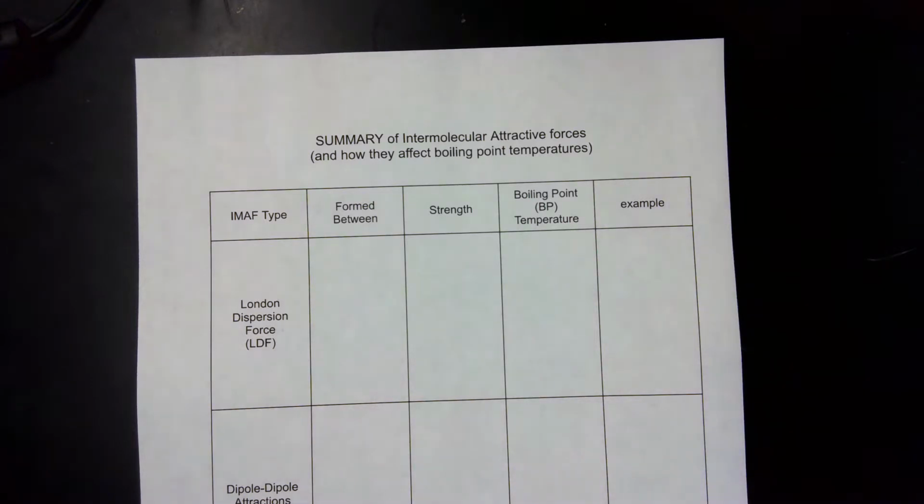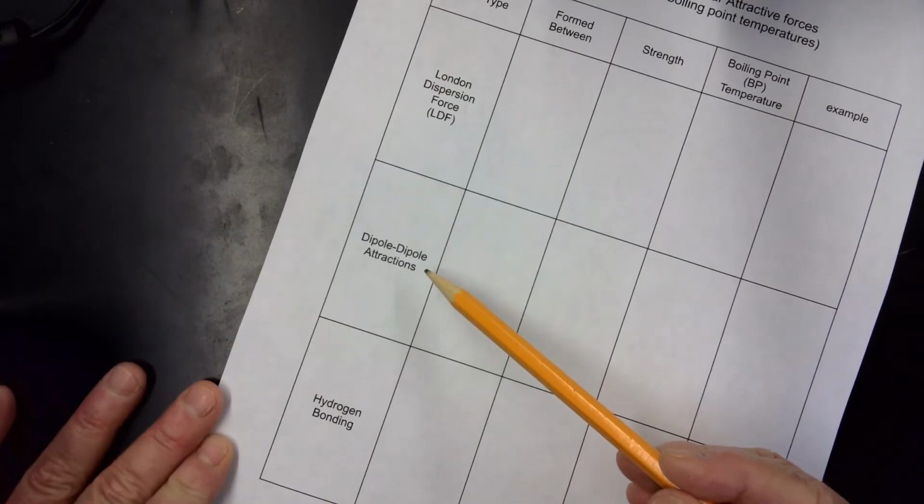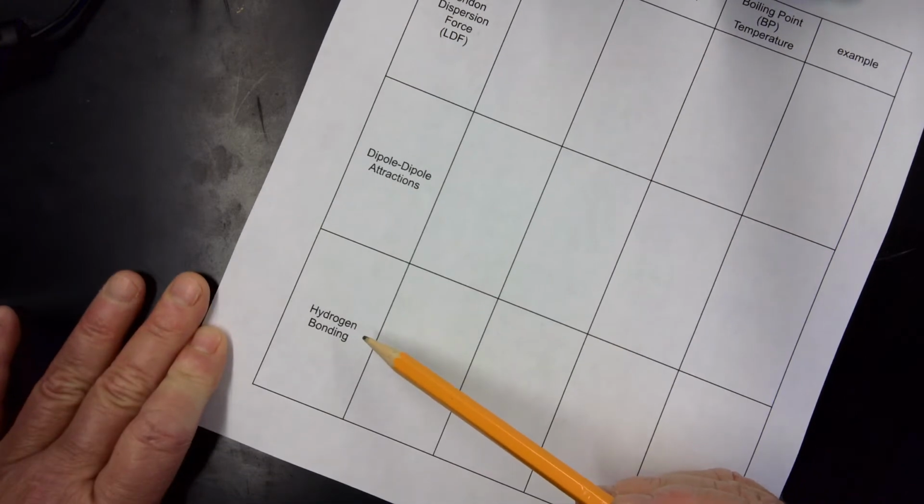So this chart is a summary of the intermolecular attractive forces and how they affect boiling point temperatures. We have 3 intermolecular attractive force types. We have London dispersion force, we have dipole attractions, and we have hydrogen bonding.